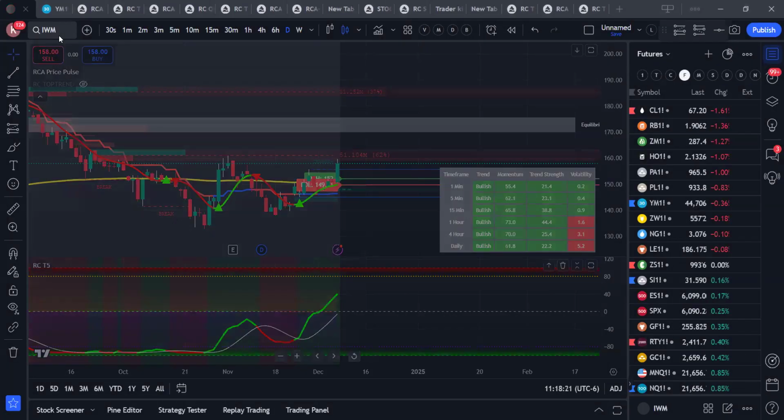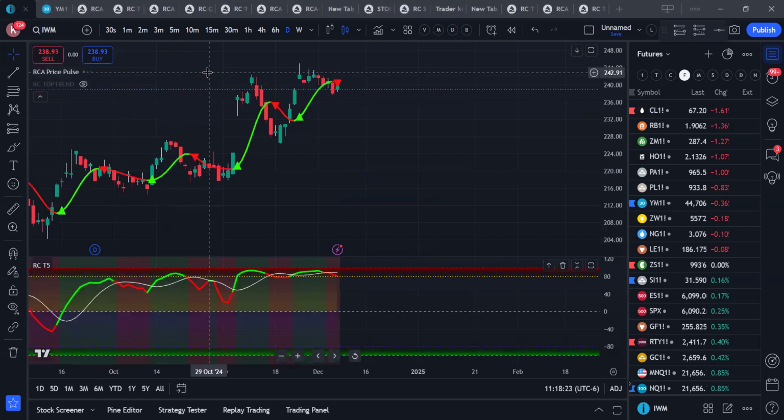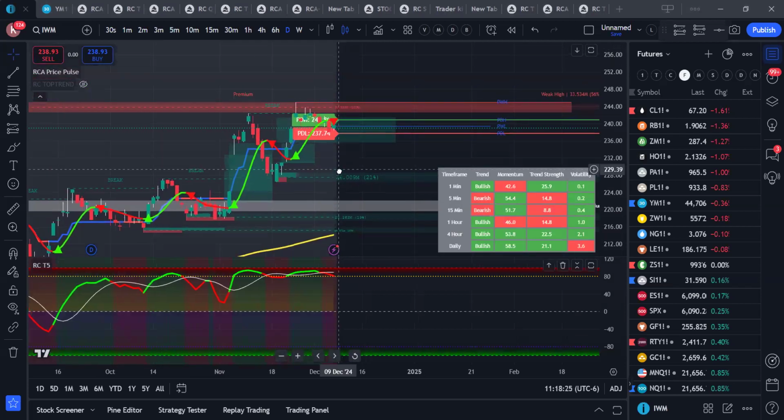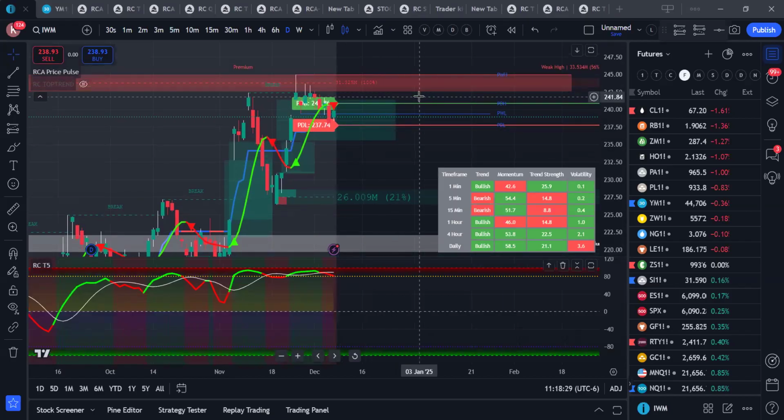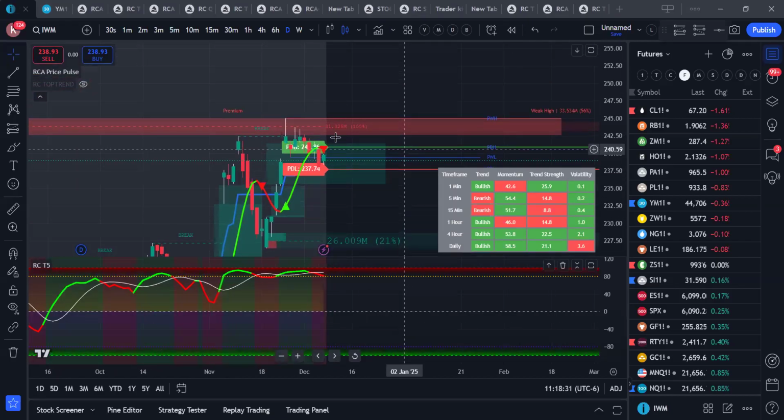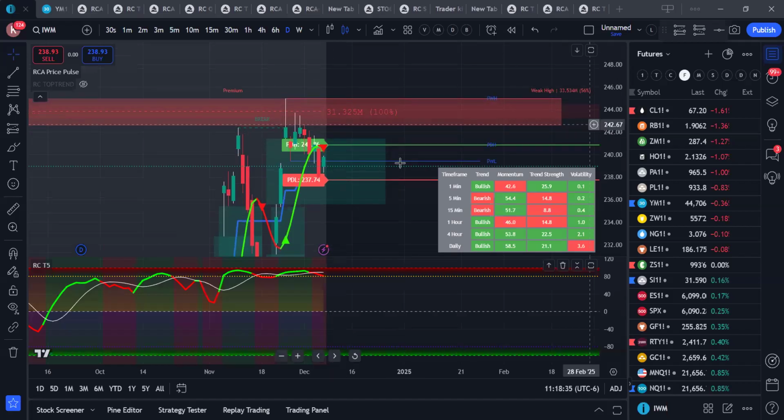IWM can go all the way to 244 to 245, and then we have a huge sell order block.